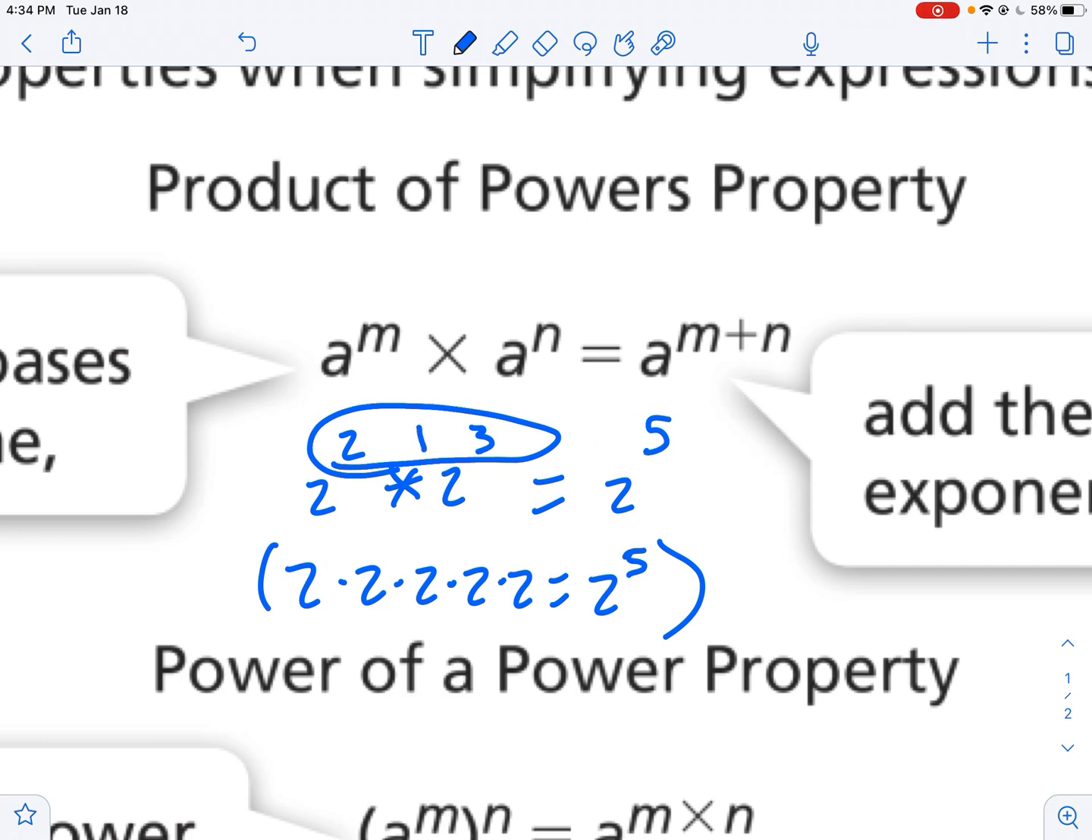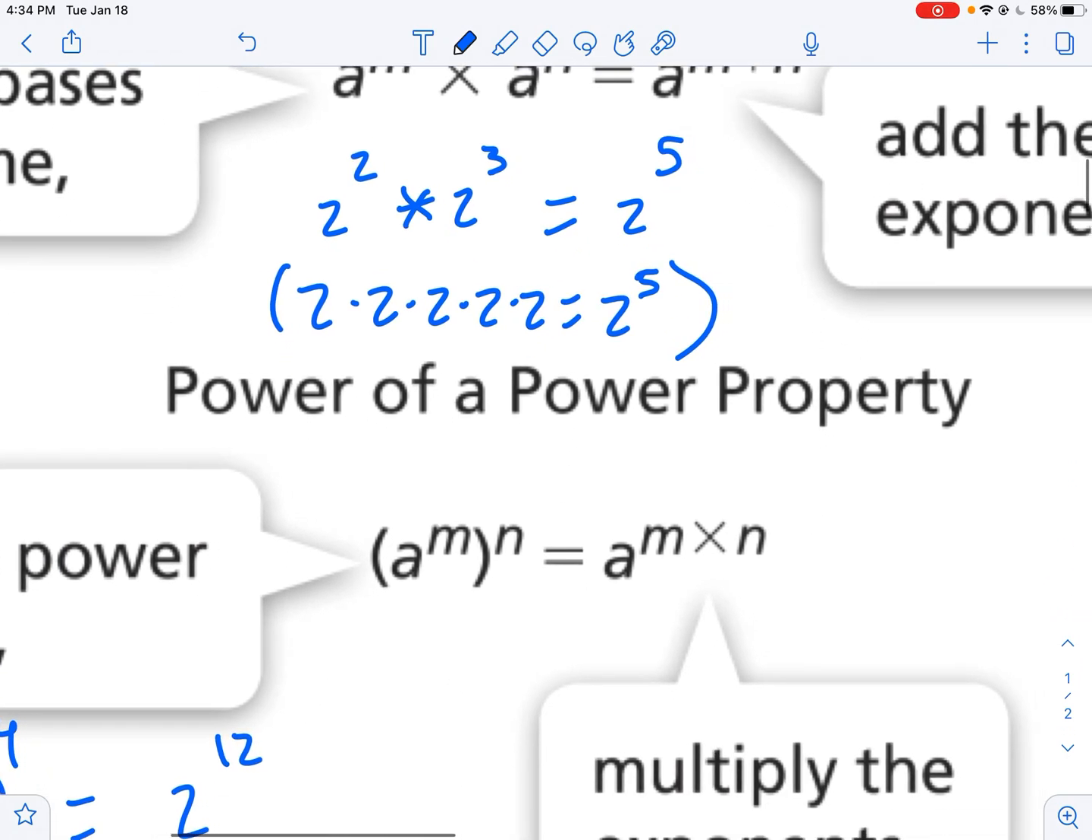To get the exponent, which is 5. And if you're wondering where that comes from, if we expand this out, you have 2 squared, which is 2 times 2, and then 2 to the third, which is 2 times 2 times 2. Multiply it all together, you have five 2's multiplied together, and you get 2 to the fifth power.